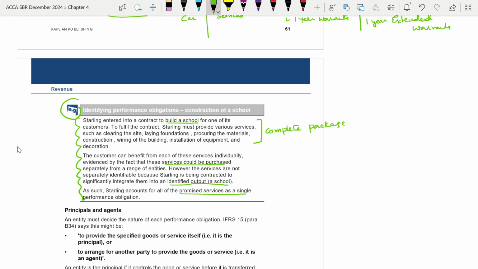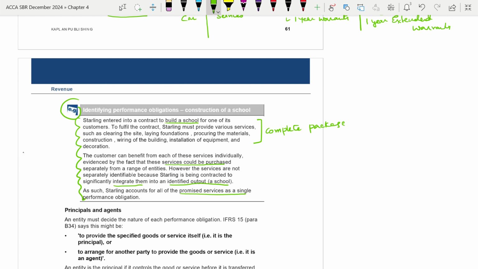The customer can benefit from these services individually, meaning you can purchase them separately also. But they are saying that, however, these services are not separately identified. Why is it not separately identified? Because they are being contracted to significantly integrate them.